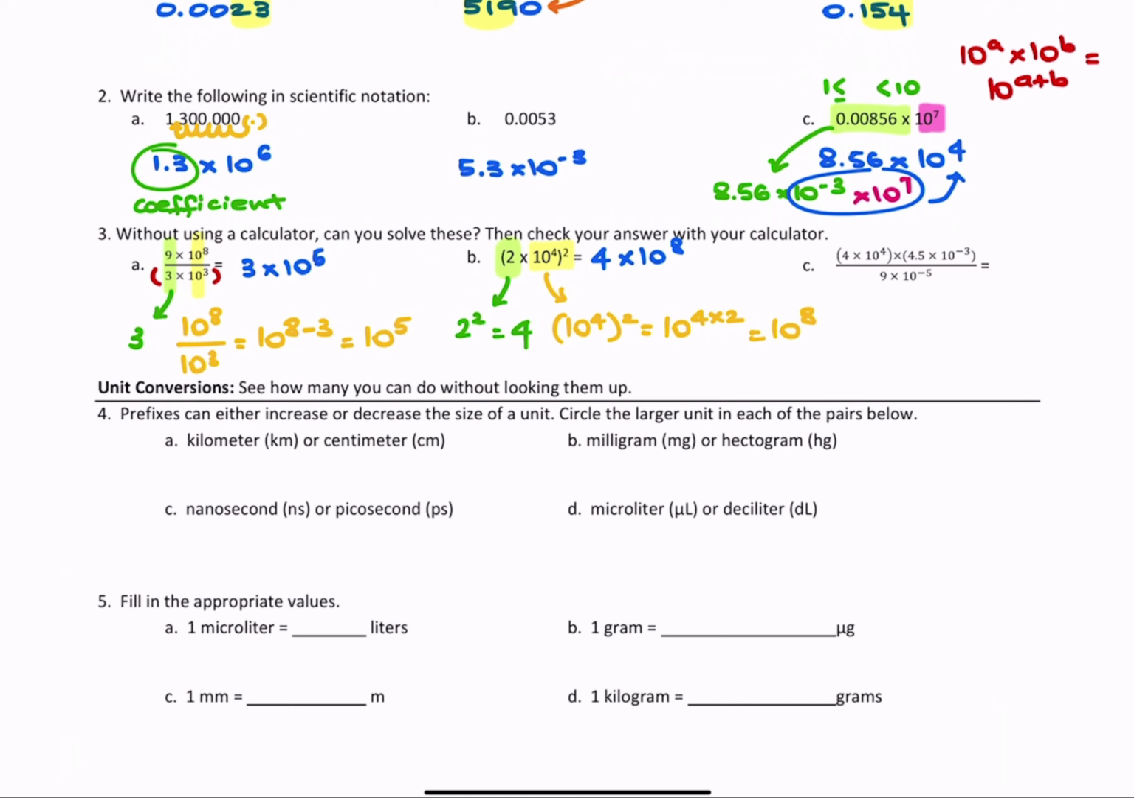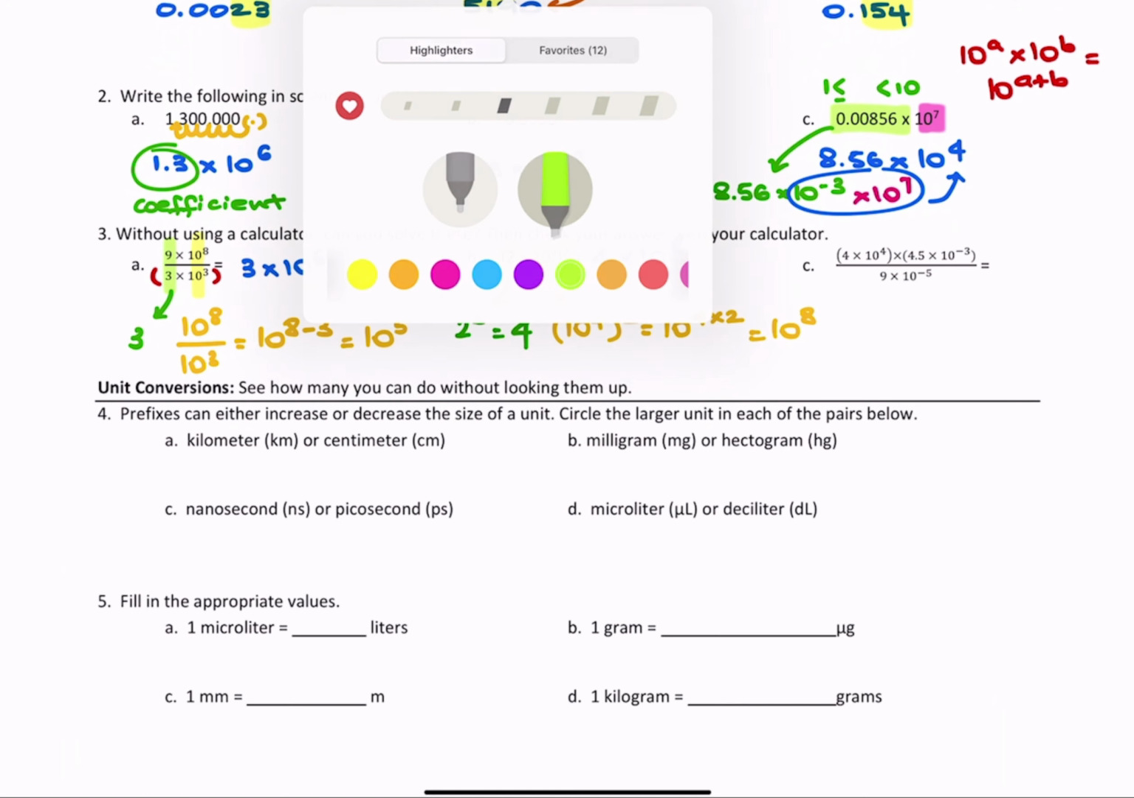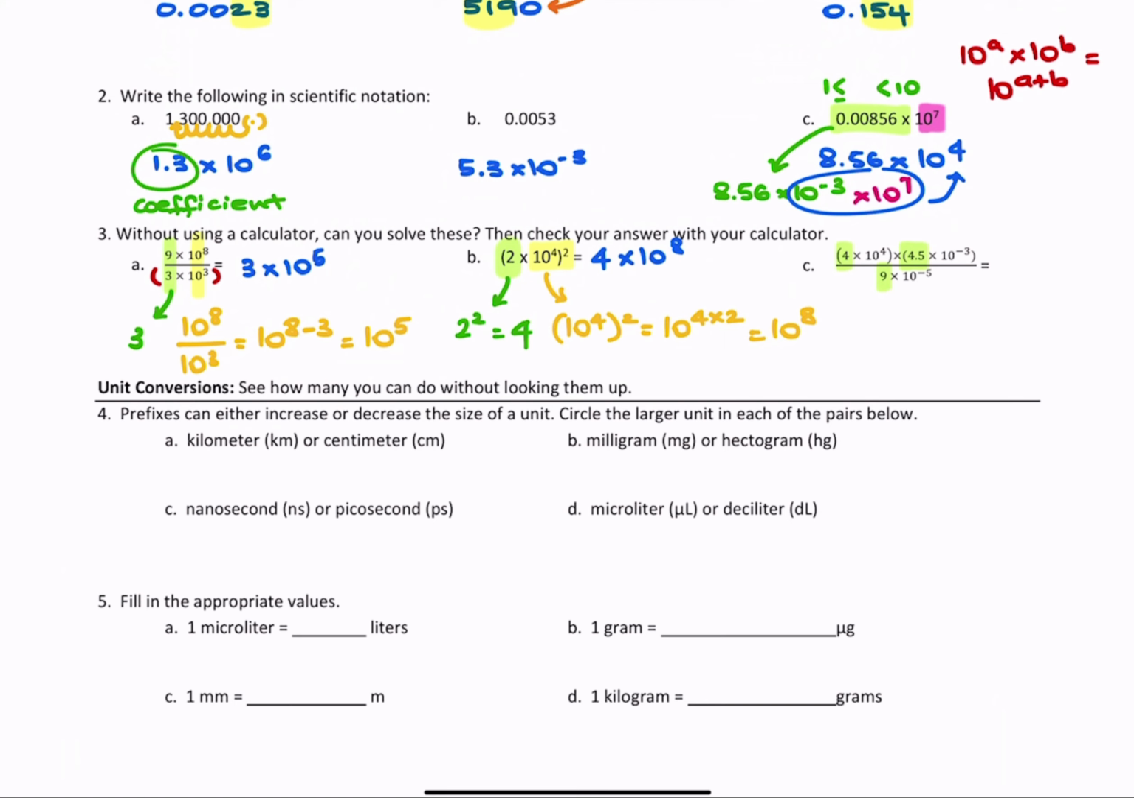The last one here, so what are we doing? We're going to grab the 4, the 4.5, and the 9.